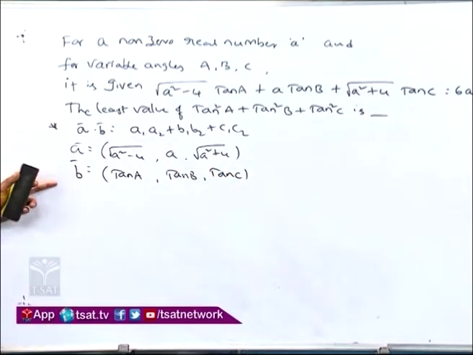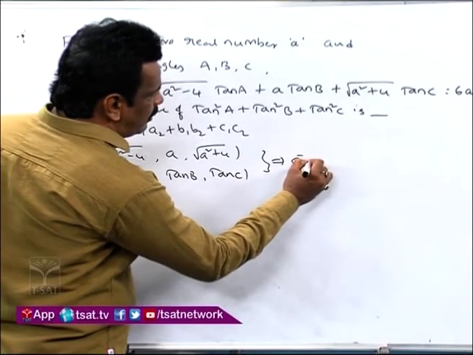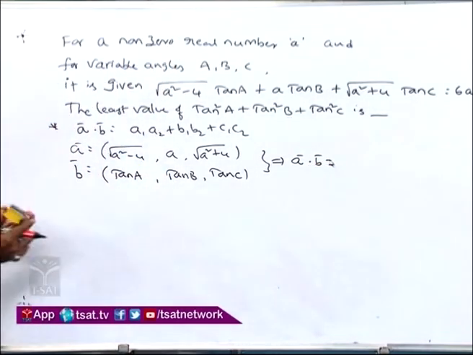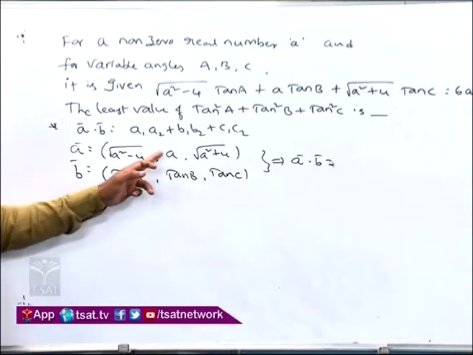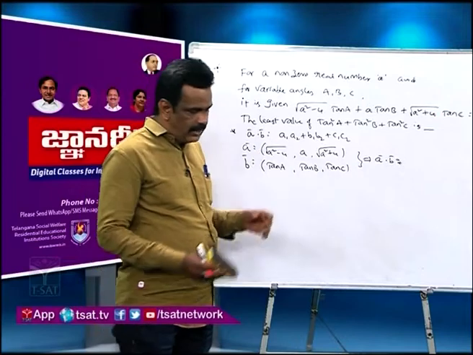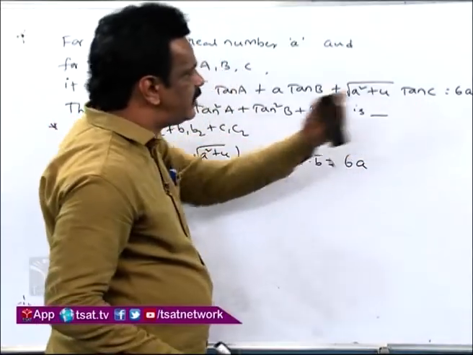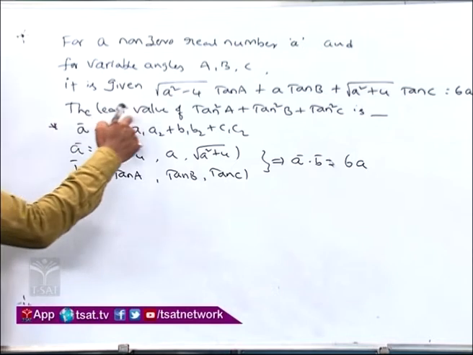So for these two vectors, identify a bar dot b bar. This a bar dot b bar comes as a1 a2, meaning root of a square minus 4 into tan A, b1 b2, a tan B, and c1 c2, root of a square plus 4 into tan C, and hence a bar dot b bar equals 6a. It was given here for the vectors a bar and b bar. So here we have come across a dot b, and next we are asked to find the least value.